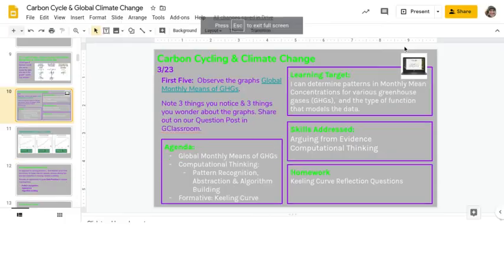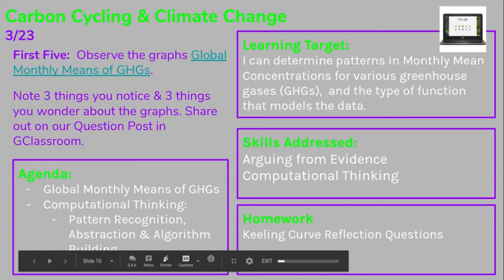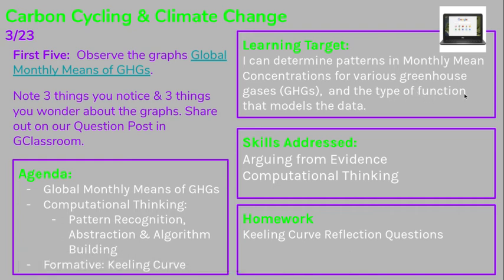And I'll just walk you through the slides for today. We're still in our carbon cycling and climate change unit, and today your learning target is to determine patterns in monthly mean concentrations for various greenhouse gases and the type of function that models the data. And you can see here that there's a little bit of computational thinking involved. Our anchor standard is computational thinking, in addition to arguing from evidence. So you'll notice that the video today is bringing a little bit of math into this class.